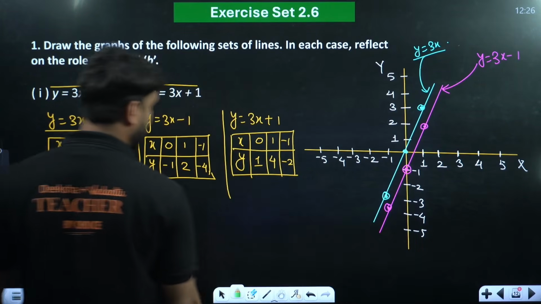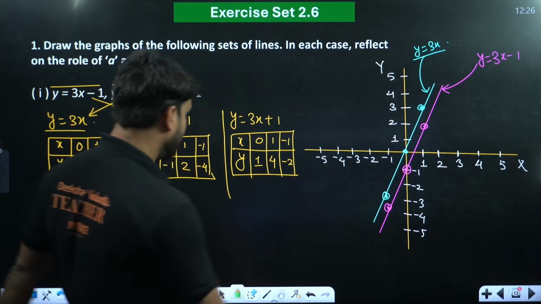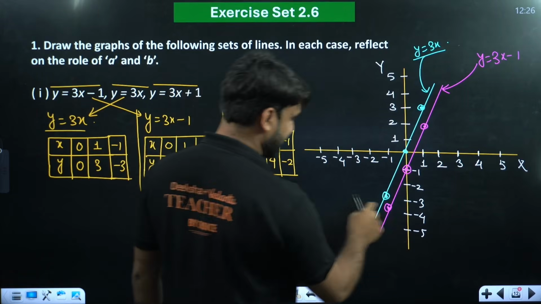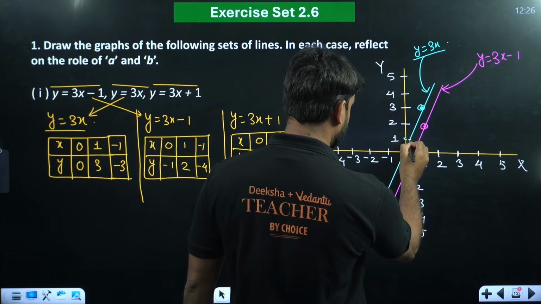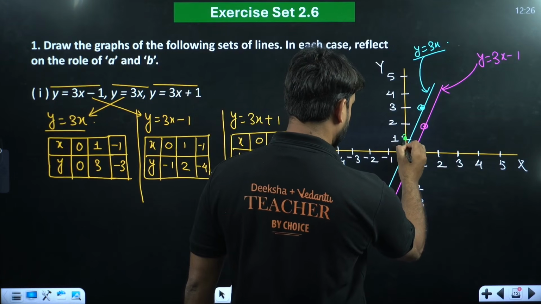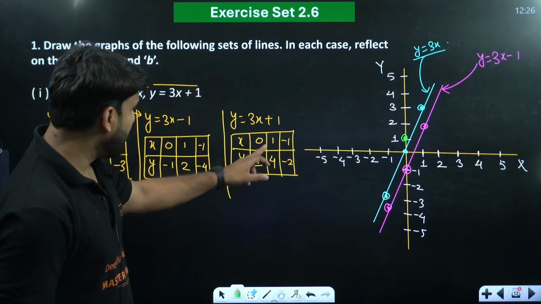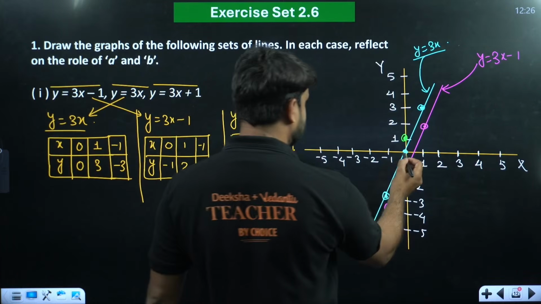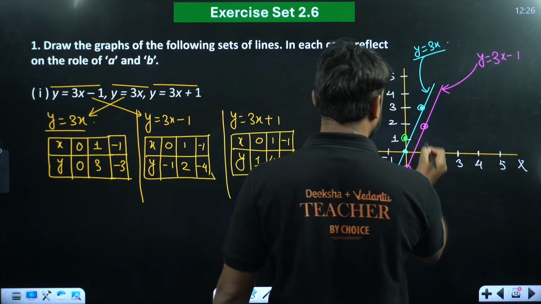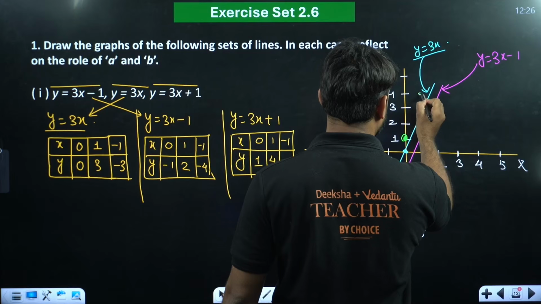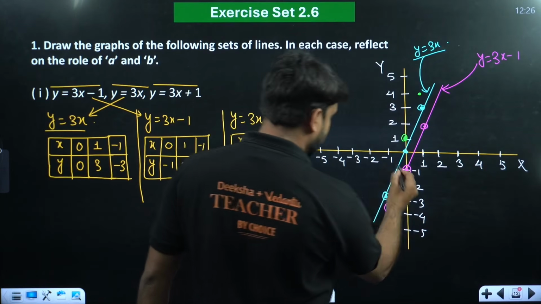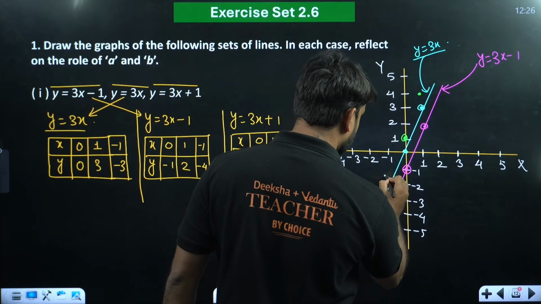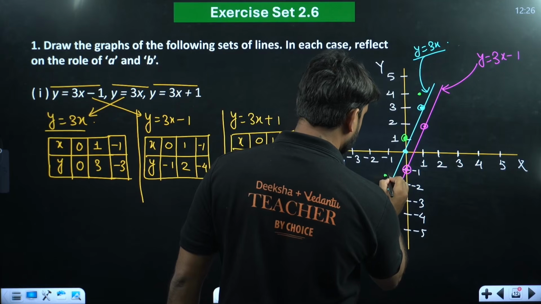Okay, now moving to the third. Let's represent the third line. When x is 0, y is 1. This will be the point. Okay, perfect. When x is 1, y is 4. This point. Okay. When x is minus 1, y is minus 2. This is the point.